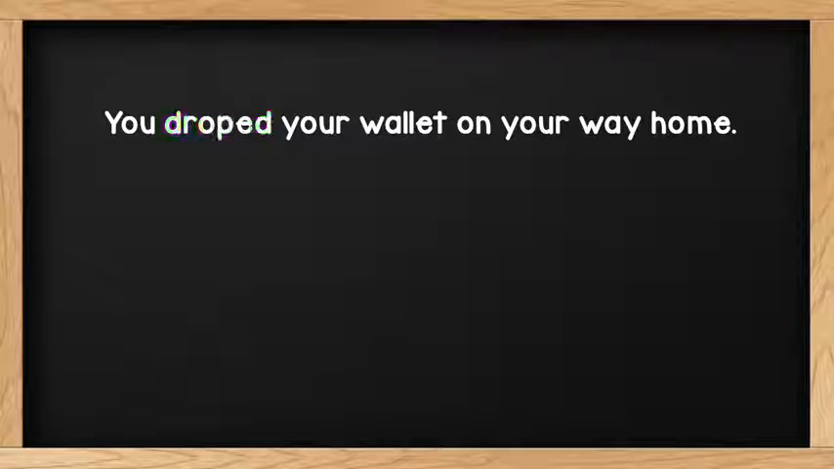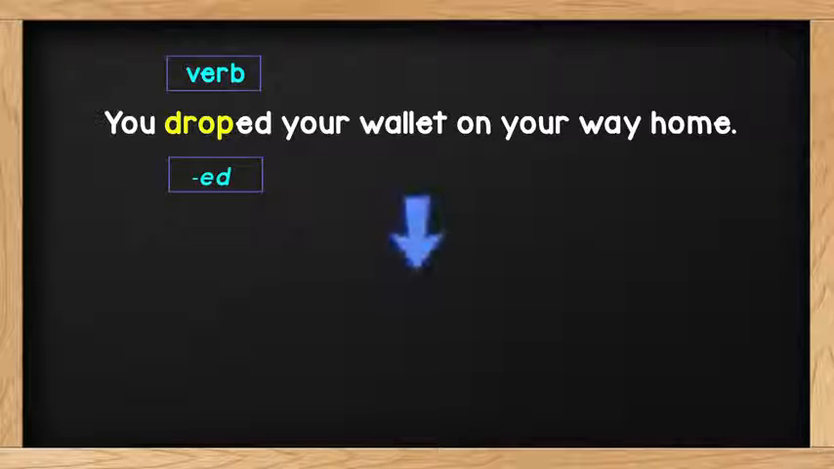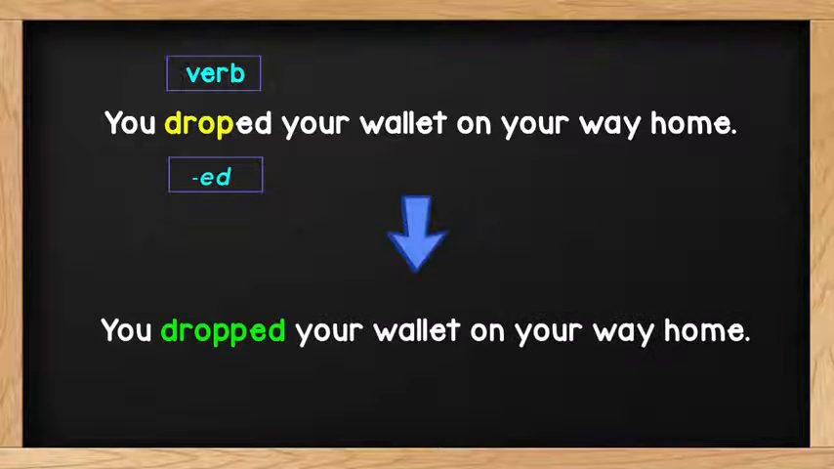Correct, it is dropped. It is a regular verb. However, the spelling of this verb is incorrect. The original form of this verb is drop. If you look closely, the verb drop ends in a consonant and has a vowel before it. Hence, we have to double the consonant and add ed to the end of this verb. So the correct answer will be, you dropped your wallet on your way home.